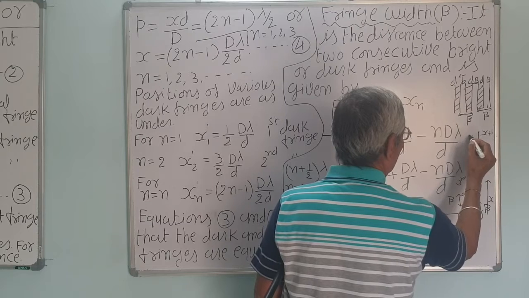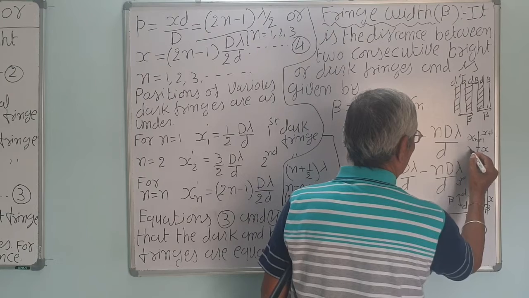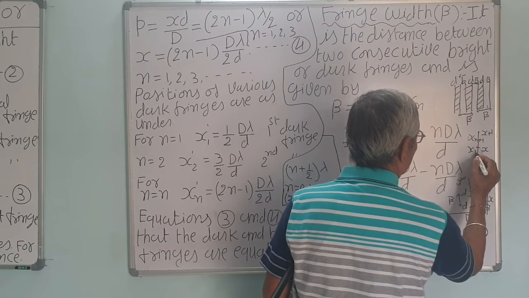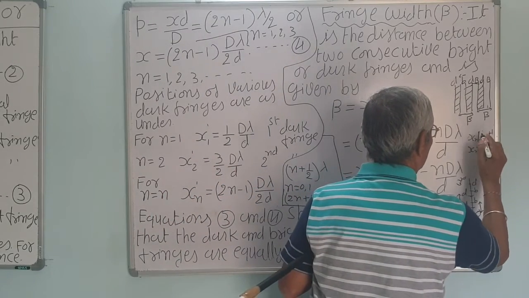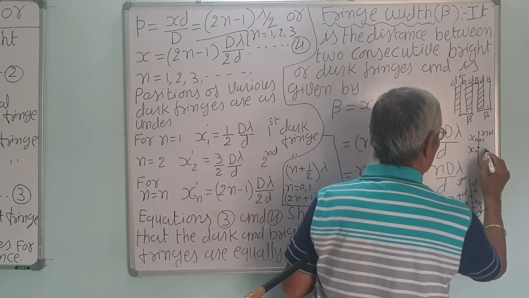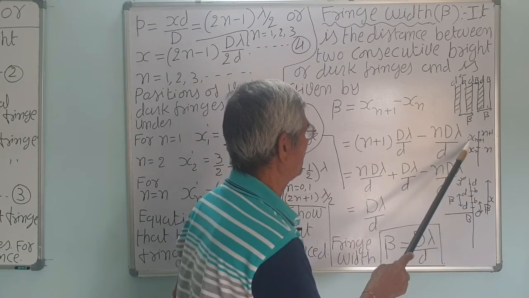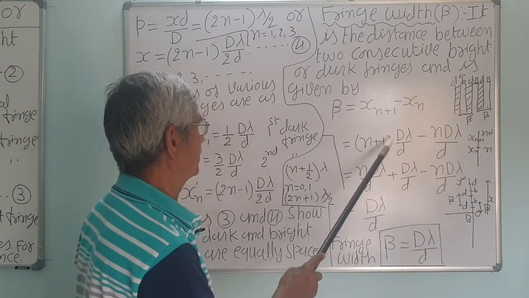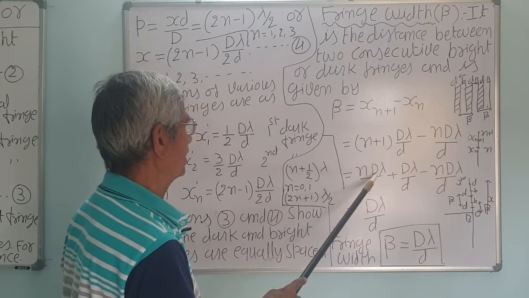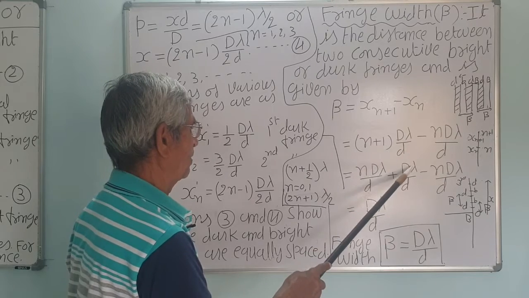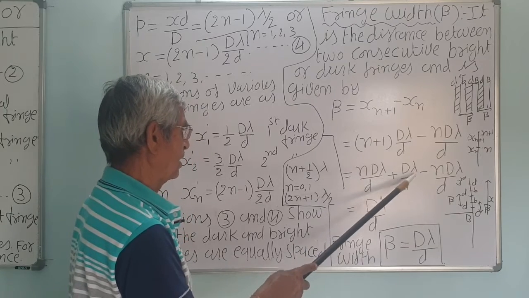So the fringe will be x n plus 1, and this is x, the distance will be x n for the n fringe. This is n plus 1, sorry, this is the n plus 1 fringe, and this is n. So the distance of the n fringe is x n, and the distance of the n plus 1 fringe will be x n plus 1. So n plus 1 D lambda upon d minus n D lambda upon small d, correct. Simplify: n D lambda upon d plus D lambda upon d minus n D lambda upon d, this will be cut, correct. So it is D lambda upon d.